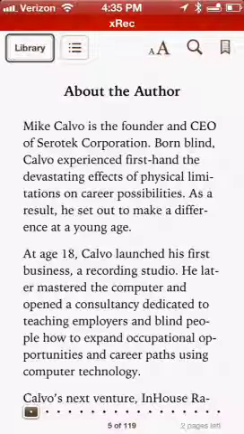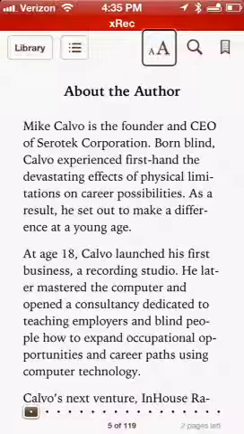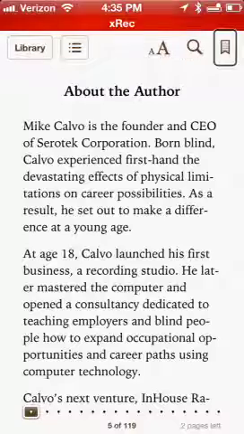So, library button. Across the top, I've got my library button to pop back there. Table of contents. Table of contents, self-explanatory. I can jump to every section. Appearance button. Appearance, there's where I can change my font size, my background color, and other visual elements. Search button. I can search within the book. Add bookmark.